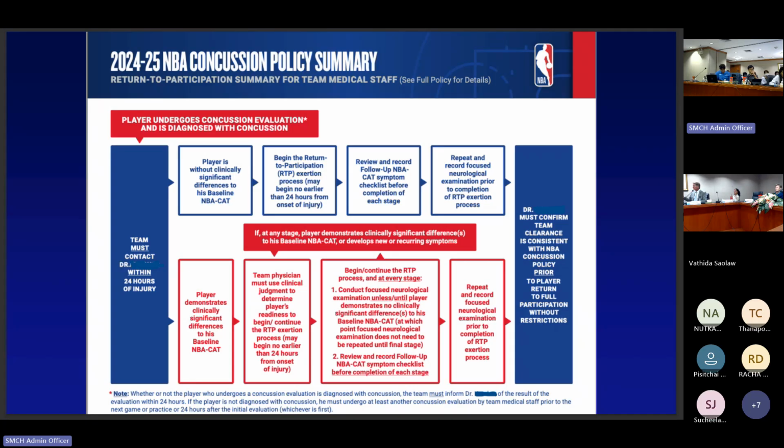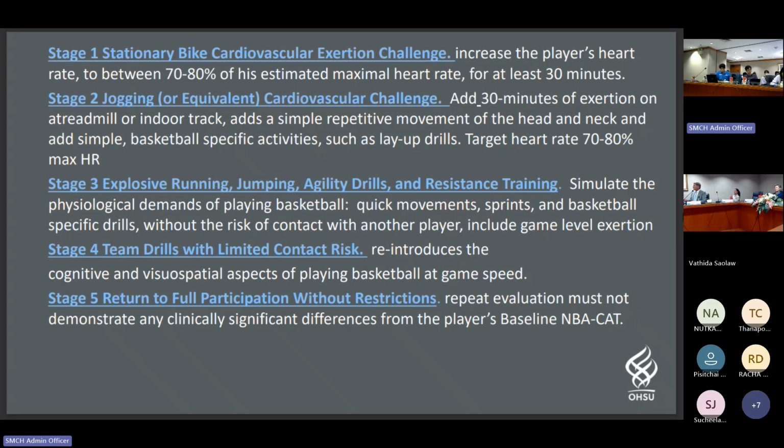Now, I want to show you that I worked with the NBA for a while on this, and this is a protocol that you can read through in more depth later. Stage one is a stationary bike exertion challenge, and this is increasing the heart rate to between 70 to 80% of the estimated maximal heart rate for about 30 minutes. So this is pretty much safe in anybody. There's a test called the Buffalo Concussion Treadmill Test that we know is safe, and this is what this is based on. So once they can pass that, then they go into jogging.